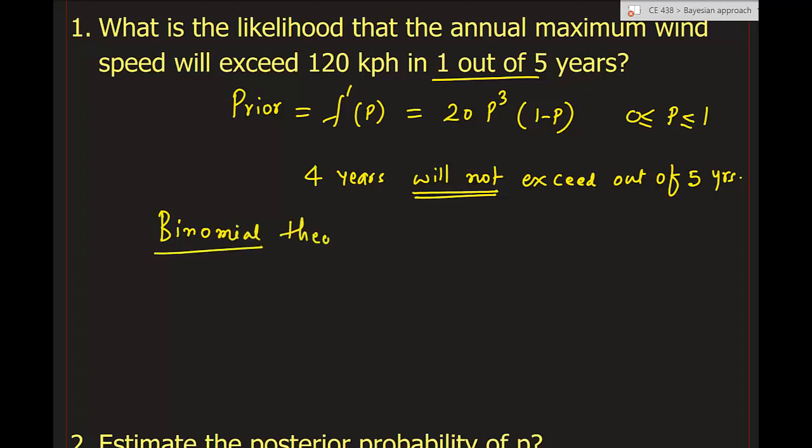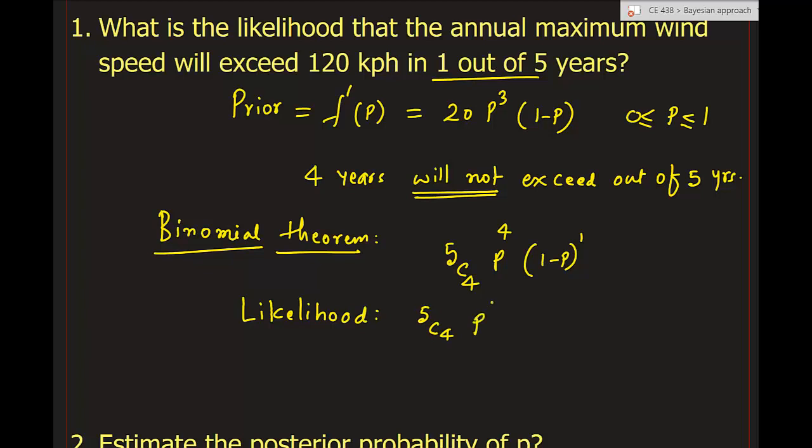So this will be 5C4, that is 4 years out of 5 years will not exceed, and in 1 year it will exceed. So this is the corresponding likelihood function: 5C4 p raised to the power 4 times (1 minus p) raised to the power 1.